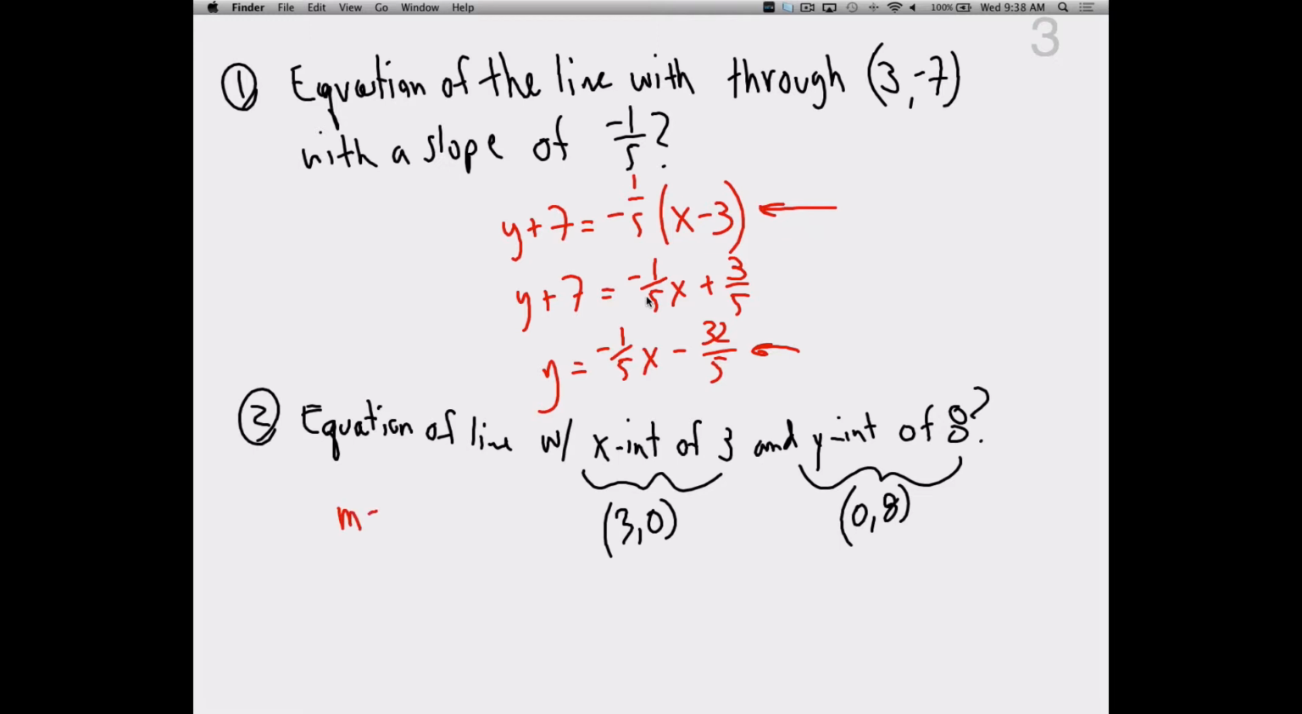The slope would be equal to 8 minus 0 over 0 minus 3. Oh, look, negative 8/3. Okay. Now you make a decision. We have 2 ways to go. Deb wanted to use slope-intercept. You still want to stay there? Or you want to go point-slope? Point-slope, good call. Which point do you want to use?